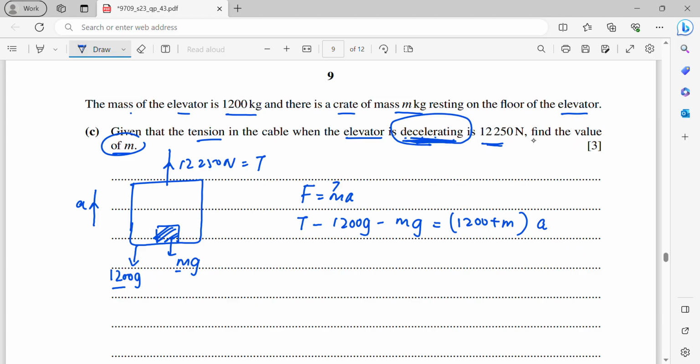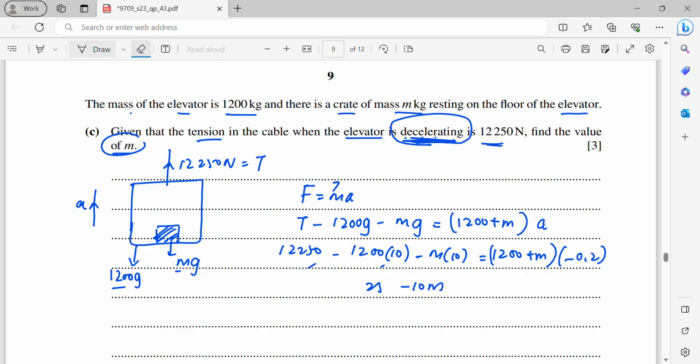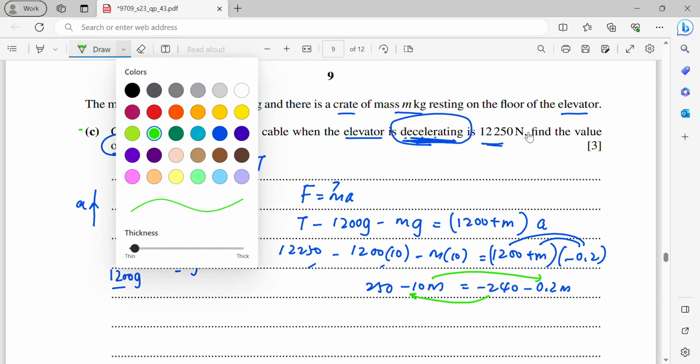So then I will write 12250 minus 1,200, the g is 10, then minus m times 10 equals to 1,200 plus m. My a is negative 0.2 from the question. Then from here, the left hand side, when you count these two values, it will be 250. Then the last term will be 10m. Then the right hand side, I will just do expansion. So 1,200 times negative 0.2 is basically negative 240, then negative 0.2 m. And this negative 10m will be moved to the right side. Then this negative 240 move to the right side because we need to find the m now.